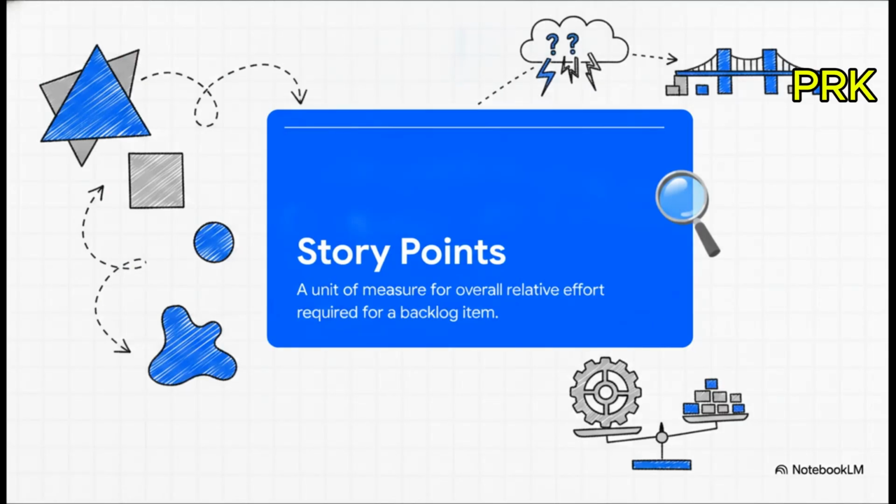Once a story is written, we size it using story points. This is a unit of measure expressing the overall relative effort required to fully implement an item. Notice we aren't estimating in exact hours here. We're estimating in relative effort. It's a brilliant shift because it automatically bakes in complexity, unseen risks, and the natural uncertainty of writing new software.